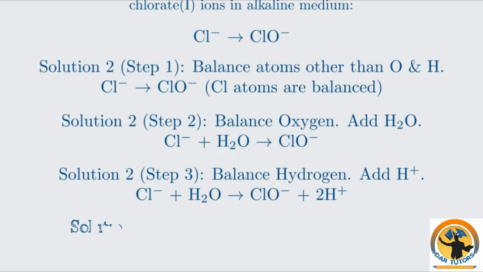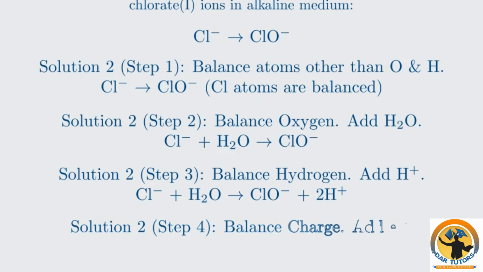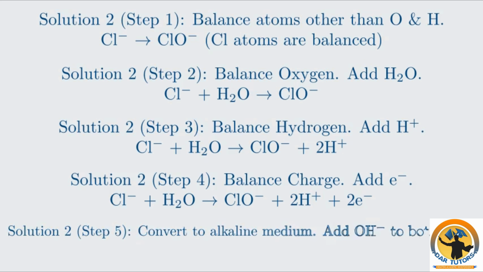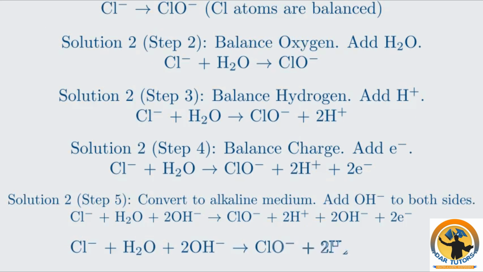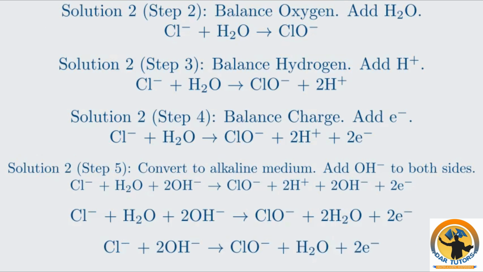Fourth, we balance the charge with electrons. The left has a charge of -1, and the right has a charge of +1. We add 2 electrons to the right to balance it. This is the balanced half equation for an acidic medium. Finally, we convert it to alkaline medium. We add 1 OH- ion to each H+ ion to form water.